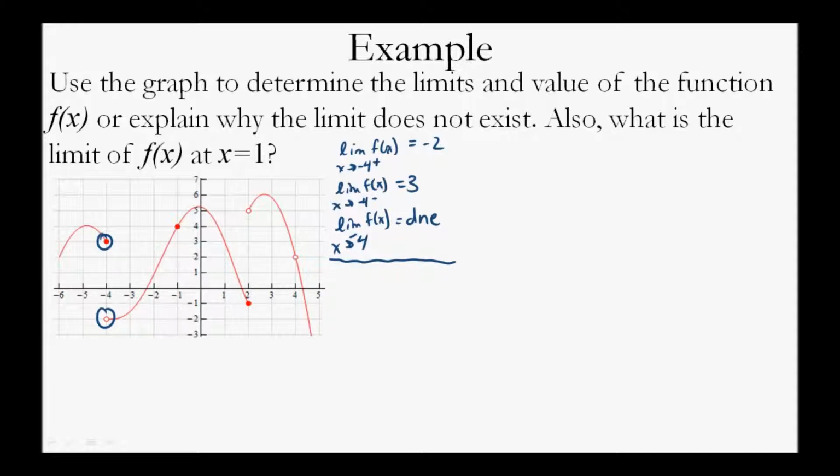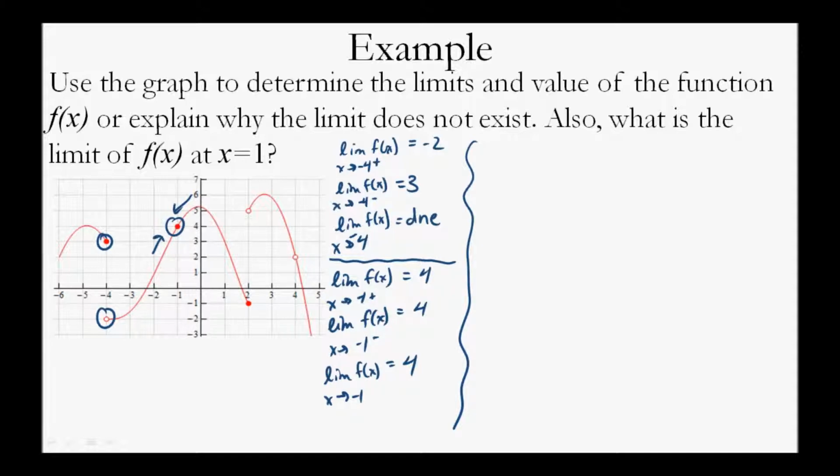Okay, let's look at -1. So the limit of f of x as x approaches -1 from the right equals 4. That's coming from the right, so this way. Limit of f of x as x approaches -1 from the left, represented by the negative sign, equals 4. Thus, the limit of f of x as x approaches -1 equals 4. The limit does exist, and it is 4.